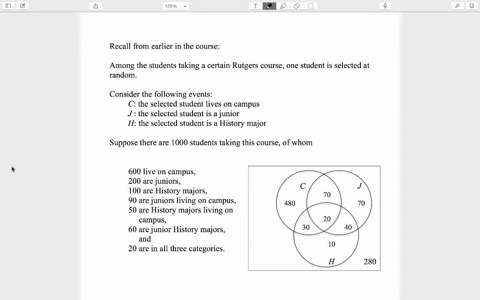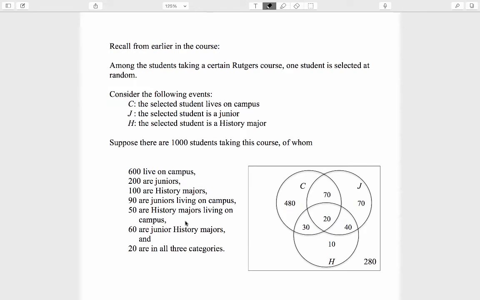Recall the following example from earlier in the course. We looked at the 1,000 students taking a certain Rutgers course as the sample space for an experiment. The experiment is to select a student at random and ask, do you or don't you live on campus? Are you or are you not a junior? Are you or are you not a history major? We take this information as given, which we should really think of as the result of having done a survey.